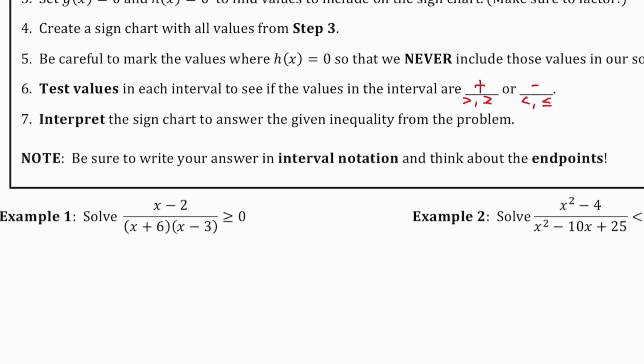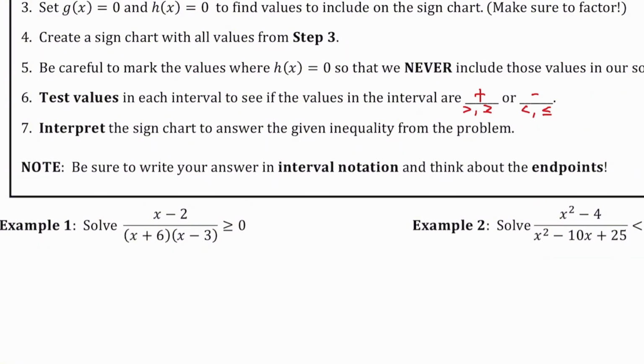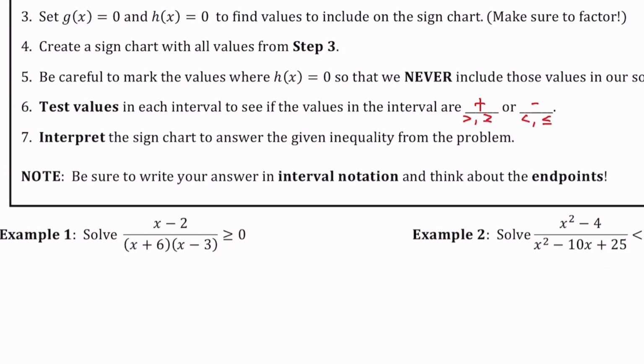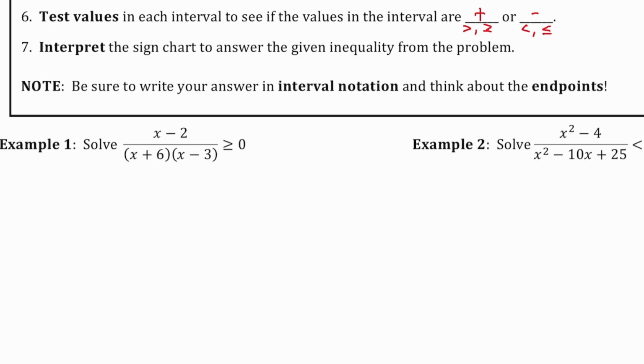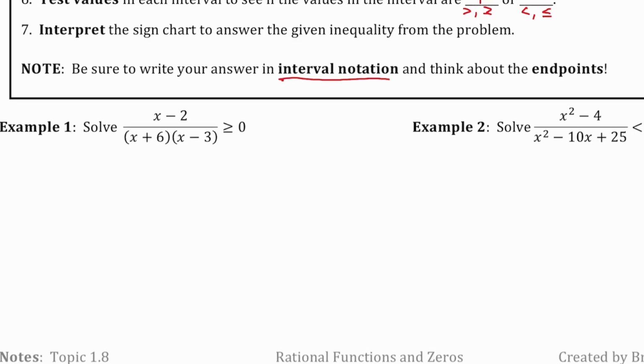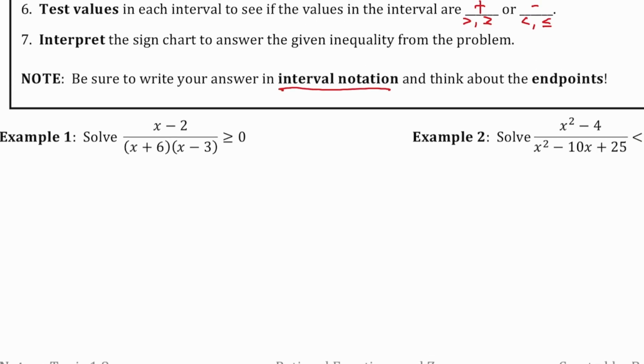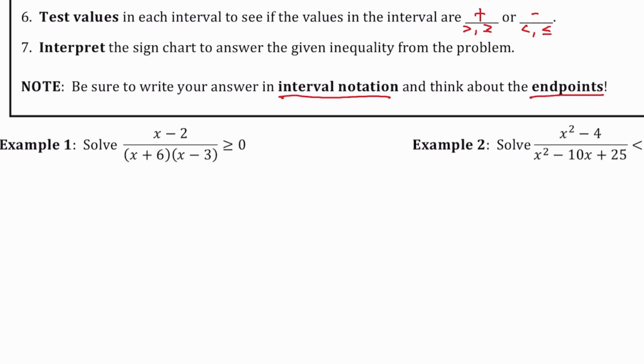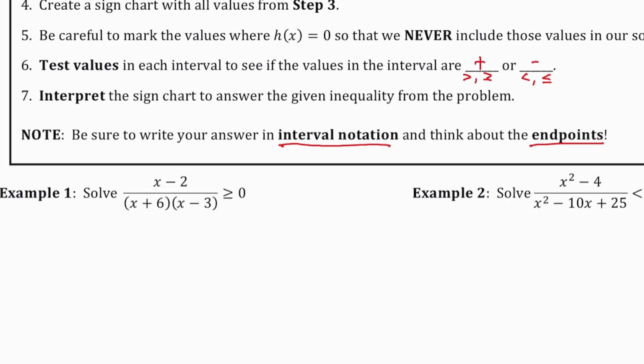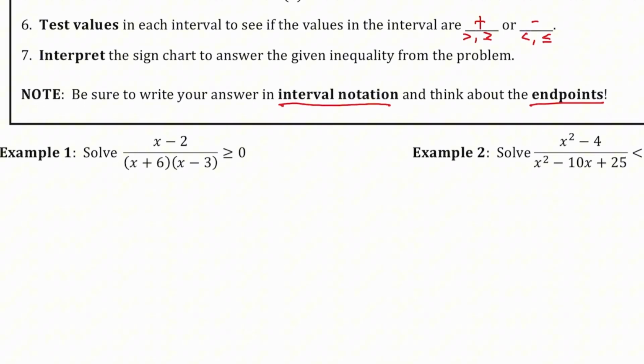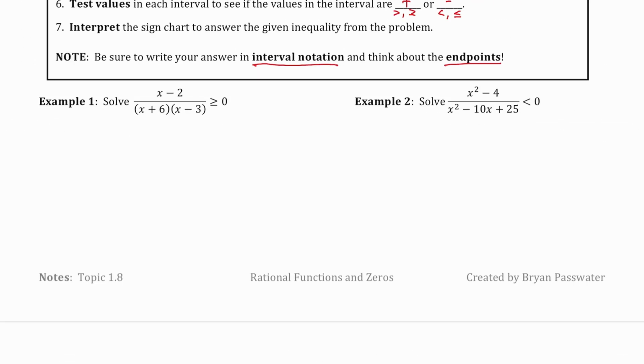Then number 7, interpret the sign chart to answer the given inequality from the problem. Be sure to put your answer in interval notation. And think about the endpoints, which basically means think about whether it is touching a number. Is it going to be an open or closed bracket? So let's go with example 1.